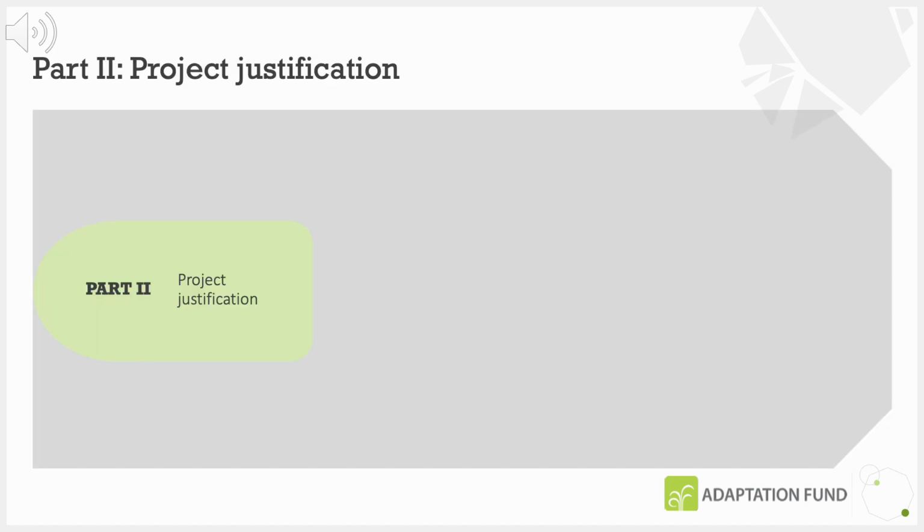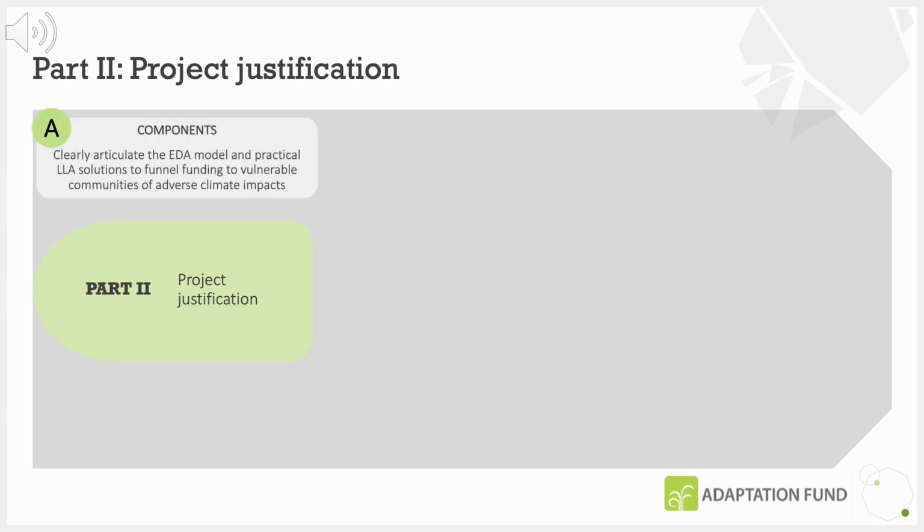Part 2 of the proposal form is the project justification. The project justification contains 11 sections, A to K. A. Describe the project components, particularly focusing on the concrete adaptation activities of the project and how these activities contribute to climate resilience. Clearly articulate the EDA model and LLA solutions here.